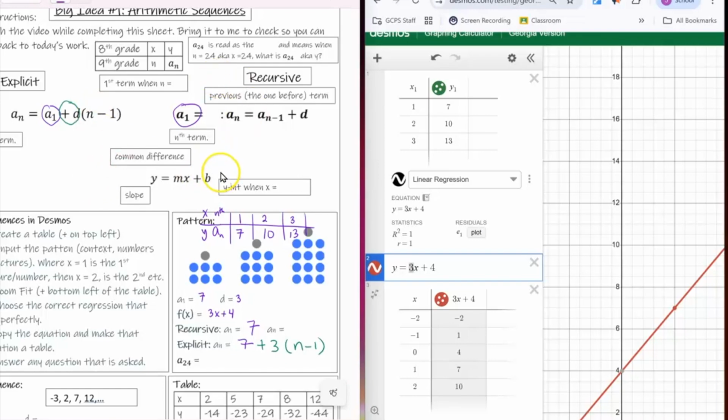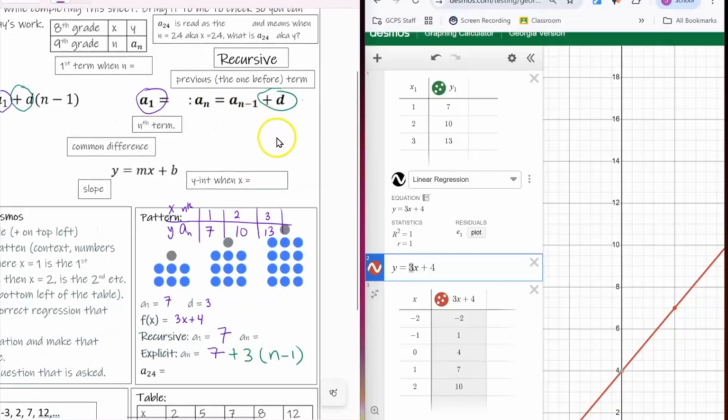What about recursive? Where's my D? So here's my D right here. And what I'm looking for is right after the a sub n minus 1. So after the equal to, right after a sub n minus 1 is D. Well, I didn't write it out for you, so you got to write it out. So a sub n equals is what we have so far, so I got to write this part out.